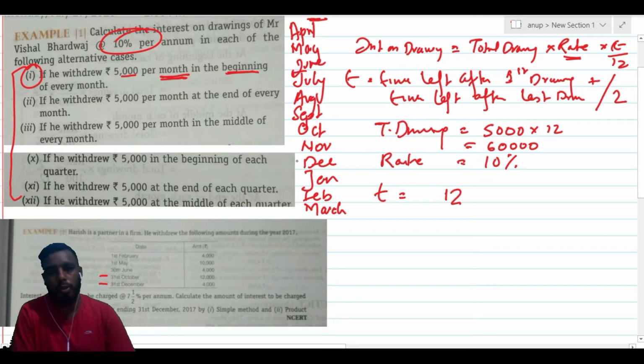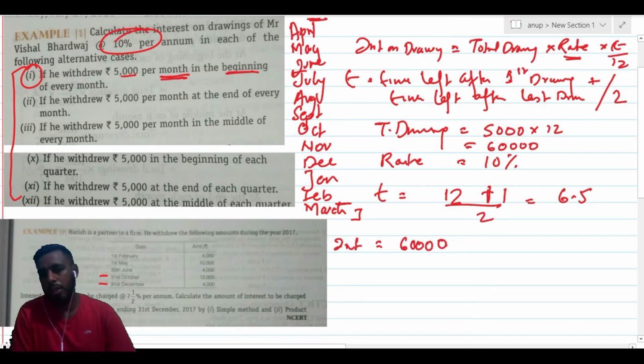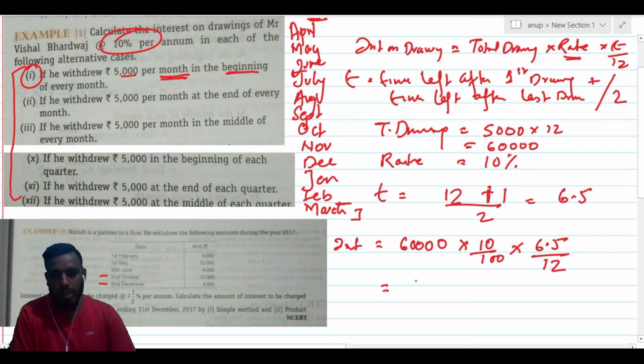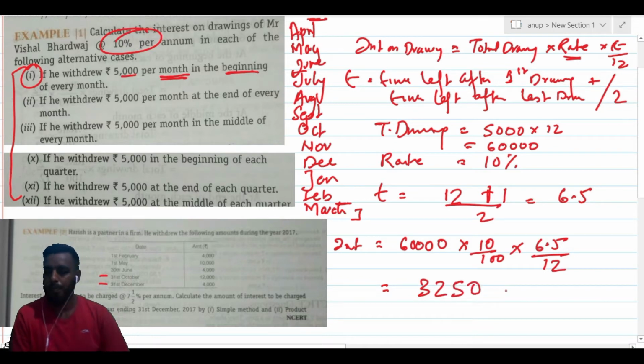Now when will be the last drawing? The last drawing will also be in the beginning of the month, so it will be March. How much time is left? 1. So time left after last drawing is 1, and 12 plus 1 divided by 2 is 13 by 2, that is 6.5. Therefore now we will find the interest: total drawing is 60,000 into rate 10% into 6.5 by 12. After calculation we get the interest on drawing as 3,250. I hope you have understood this first one.